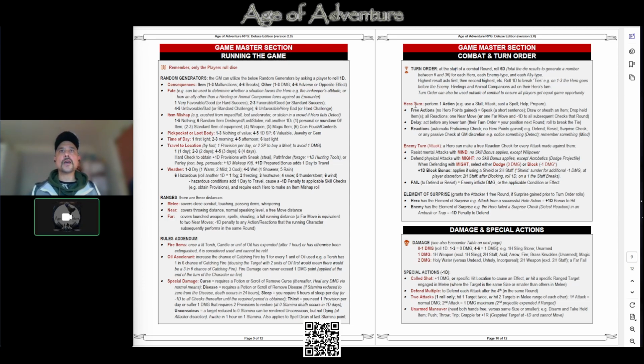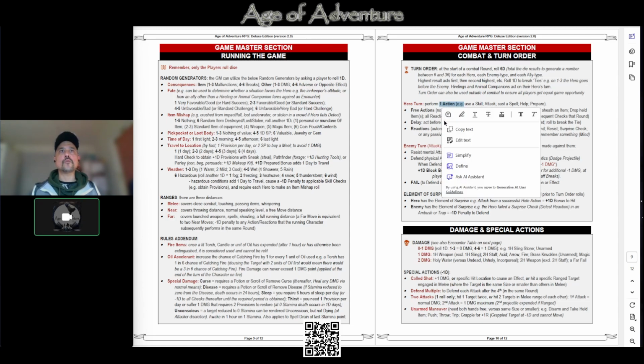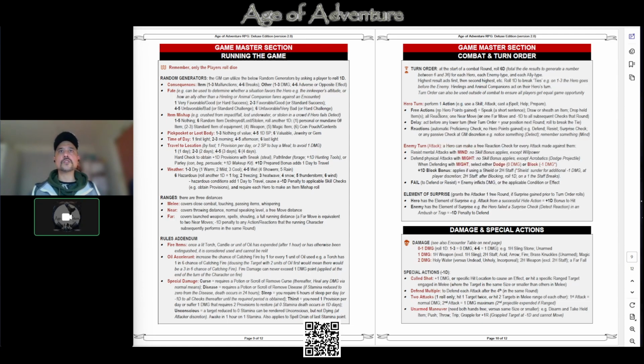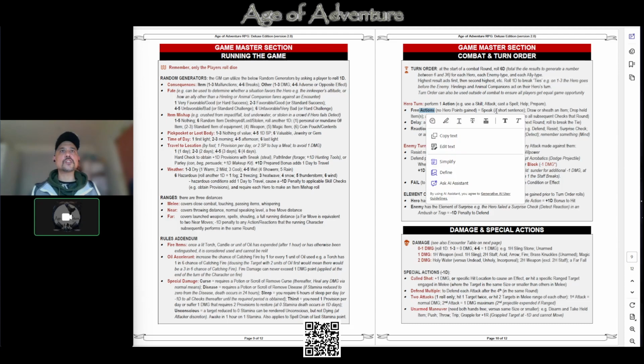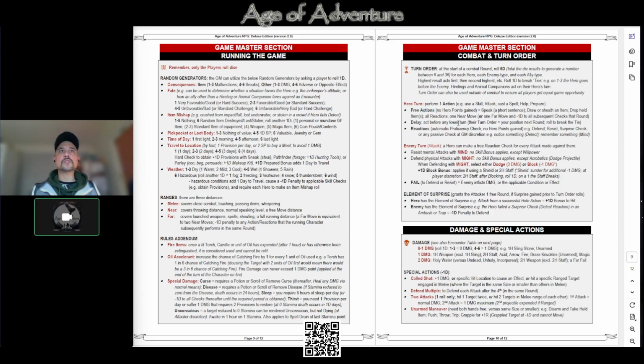But essentially turn order works high to low. And on the hero's turn, they can perform one action, use a skill, cast a spell, and there also is some free actions like speaking and drawing weapons, dropping stuff, delaying, and reactions.